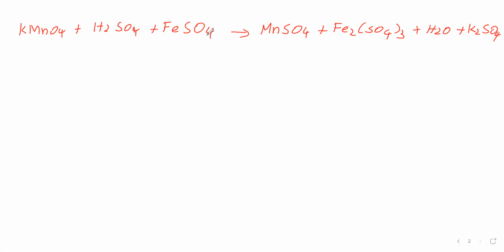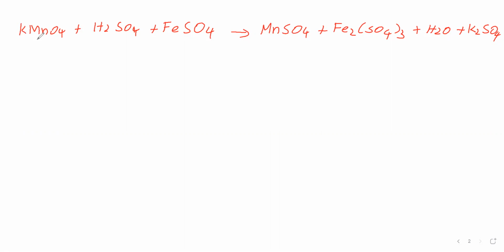Ion electron method or half reaction method means, first write the given equation in skeleton form, otherwise the simplest ionic form. For that, we have to convert these species into ions. These species are present in aqueous solution, where they are present in the form of ions. That ionic form we have to write.